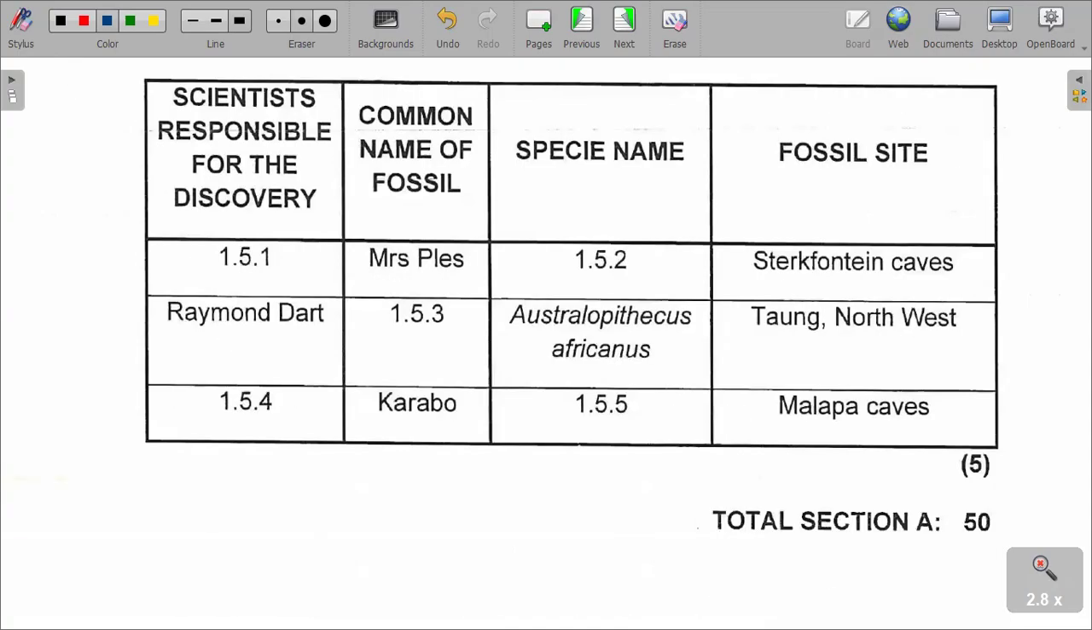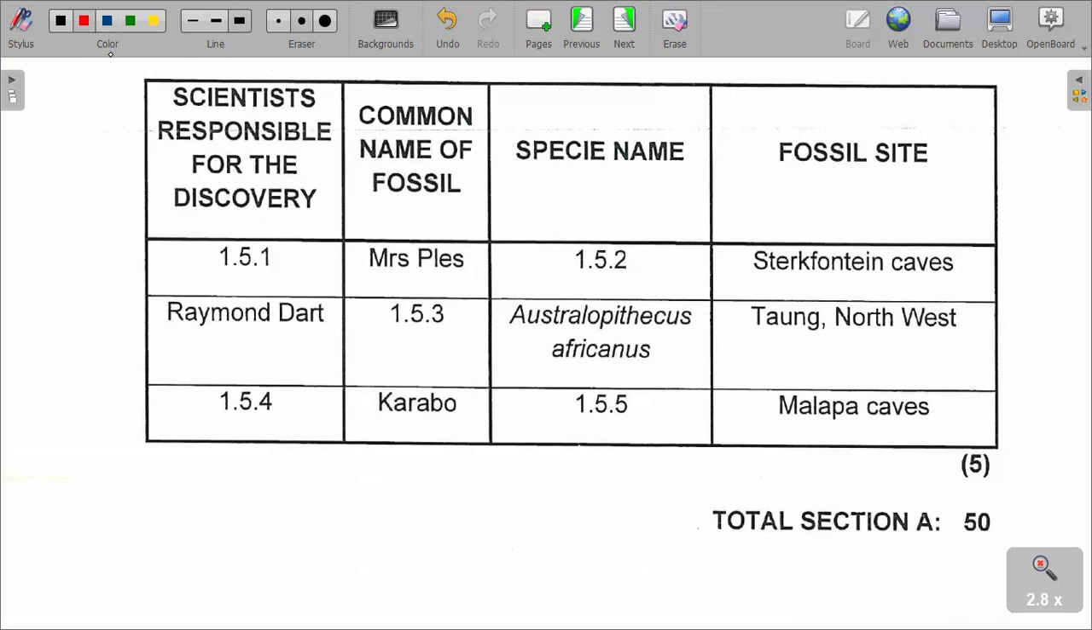This is one of the most outstanding concepts that you need to understand, class. When we go to exams, you should be able to relate and get this very well: which scientist discovered a certain fossil, the name of the fossil and where it was discovered. So it is very important for us to go to the exam understanding those.